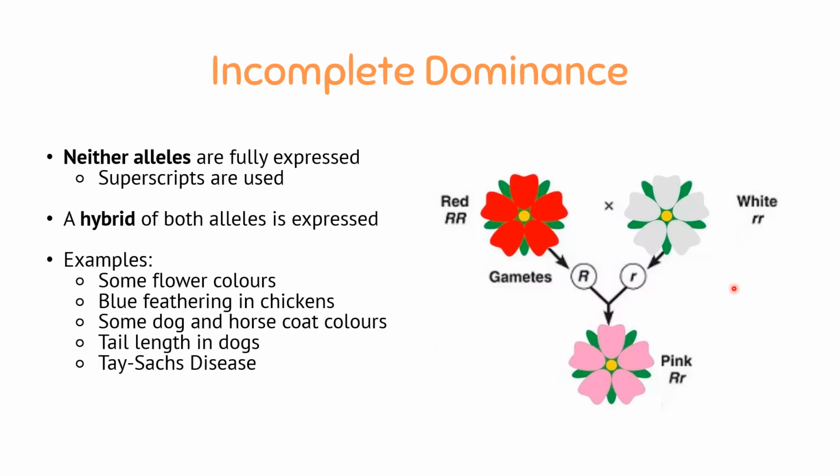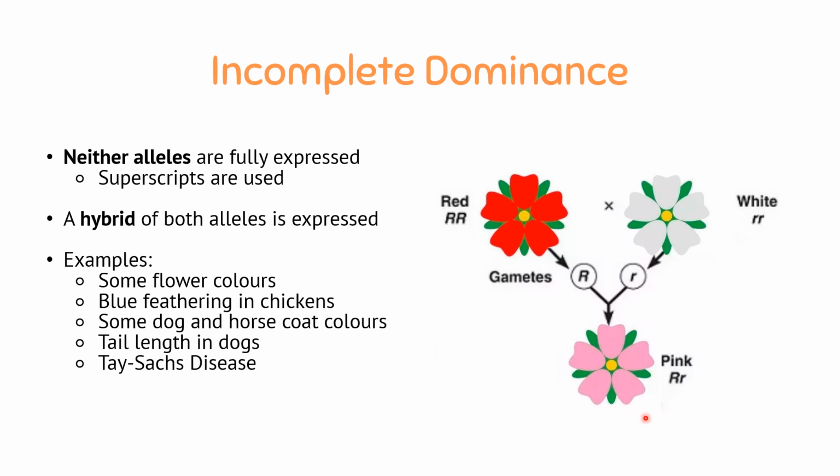Another expression of alleles that I want you to know is incomplete dominance. So this is different again. This is when neither allele is fully expressed, and we use superscripts to represent the alleles again. It's when a hybrid of both alleles is expressed. A hybrid means a mixture of both. So we have a red flower breeding with a white flower, and we have a hybrid of both alleles producing a pink flower.